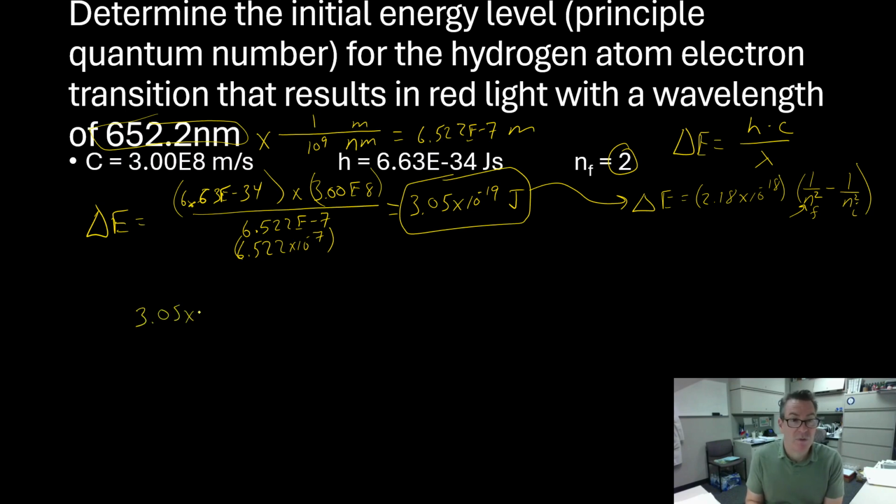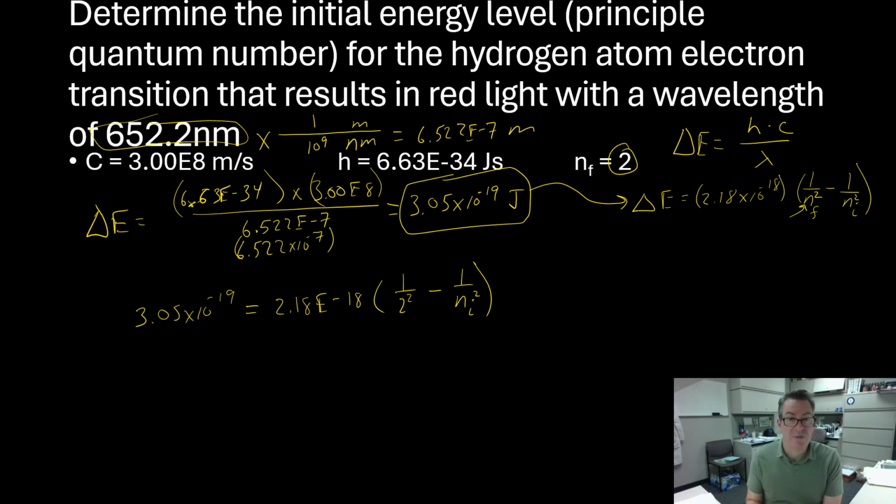So here's our 3.05 times 10 to the minus 19, or 3.05 e negative 19 is the other way you can enter that. And then here's our constant, 2.18 times 10 to the minus 18. So 2.18, and again, you could put that as e negative 18 in your calculator there. Times 1 over nf squared. So again, nf is 2, so that's going to be 2 squared, or 4 in the denominator, minus 1 over the initial amount squared. So there's our equation. That's what we need to solve for.